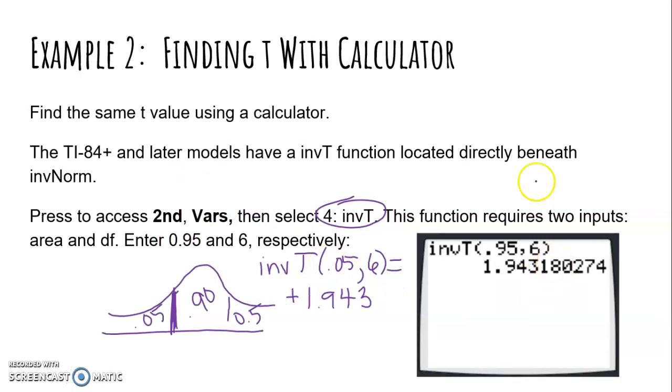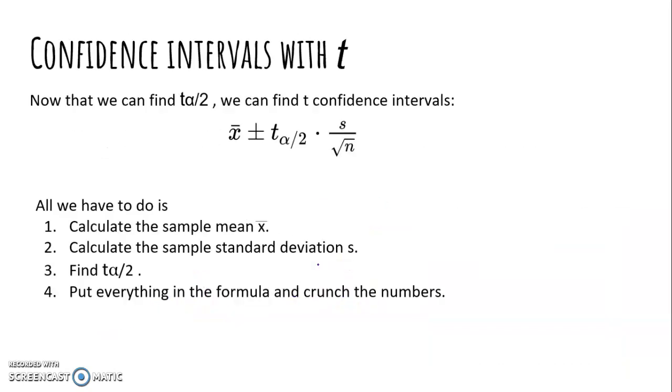The other way to do it is you put the area to the left of the upper boundary, which is 90 and 5 together, which is 95. So you put in 0.95, and then the degree of freedom was 6, and you still get 1.943. So whether you are able to use the calculator or whether you use the table, you will get the same answer. Okay, so we're going to stop the video here, and we will pick up with part 2 on this slide here.